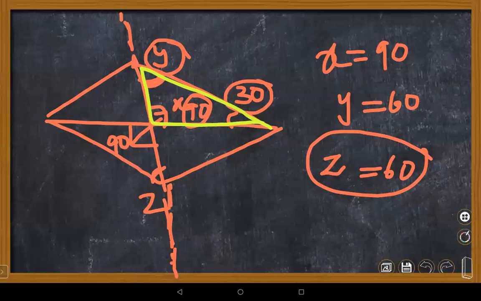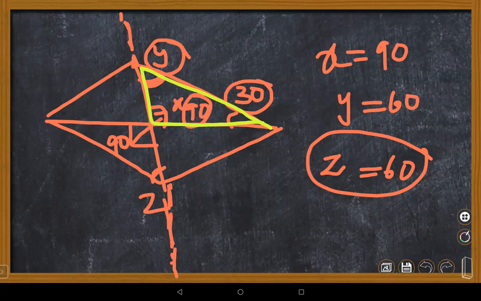Ma'am, understood, ma'am. Now y and z also, as Abhinav said. Abhinav, you are good at lines and angles also. Very good. That's why you are using different properties to find out. Very good, Abhinav. Please keep it up. Good job.